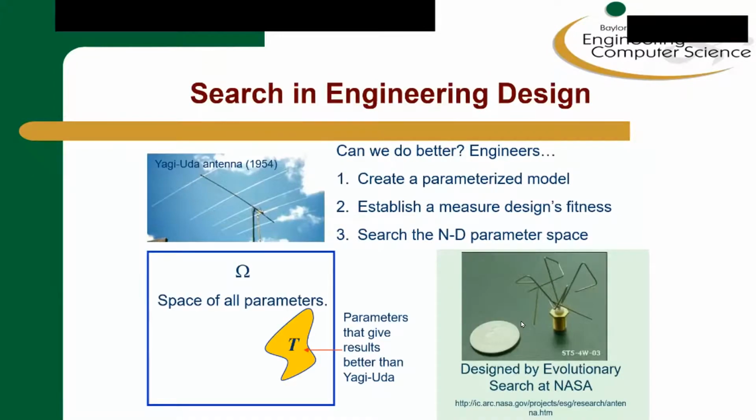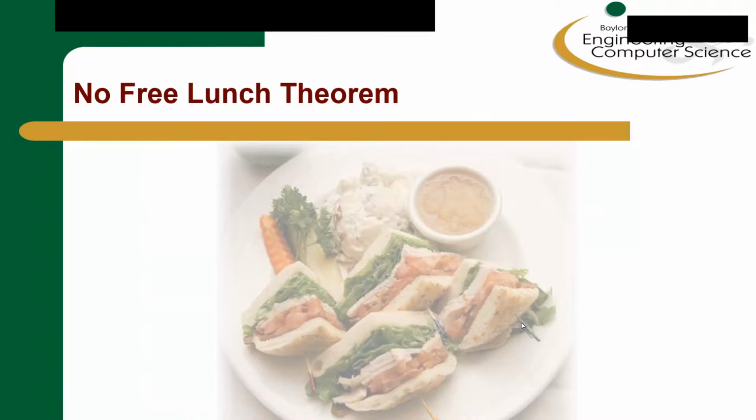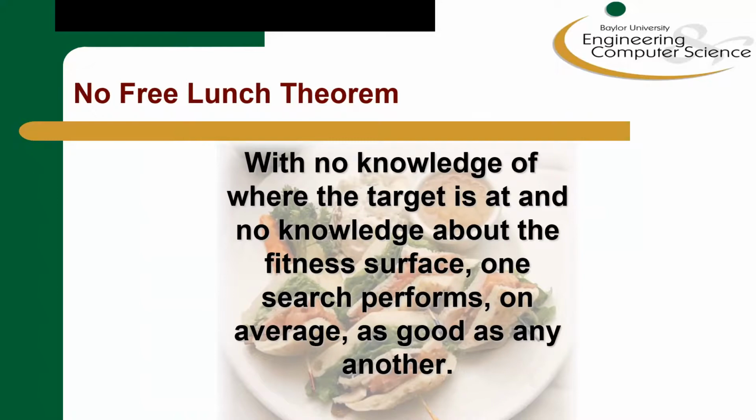Okay, there's the antenna. All of this brings us to the no free lunch theorem. This was published a number of years ago by Wolpert and Macready, in the IEEE Transactions on Evolutionary Computation. In fact, it was published in the first issue that they had. And here it is: knowing nothing, with no knowledge of where the target is and no knowledge about the fitness surface, one search performs on average as good as any other search. Wow, that is quite a statement, because like I said, I used to believe the opposite. I believed that neural networks were better than CART. No, it was just on the problems that we tried it on. This is the no free lunch theorem.